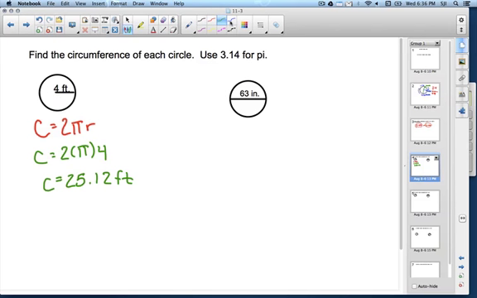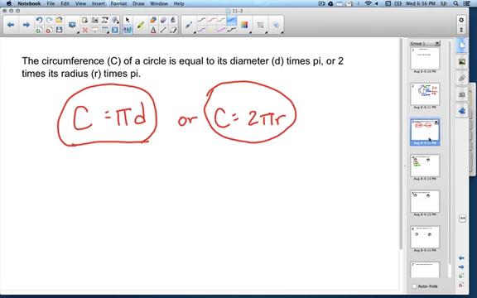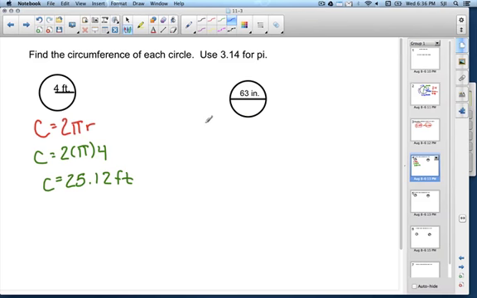Let's take a look at our next example. So we have a circle, and they tell us the distance right here, this line, is 63 inches. So since this is a line that goes from one edge of the circle all the way to the other edge of the circle, this must be a diameter. So I'm going to go back and look at my formulas and figure out which one I want to use if I'm given diameter. I want to use the first one because this one is with the variable d. So I go back over here, C equals pi times d.